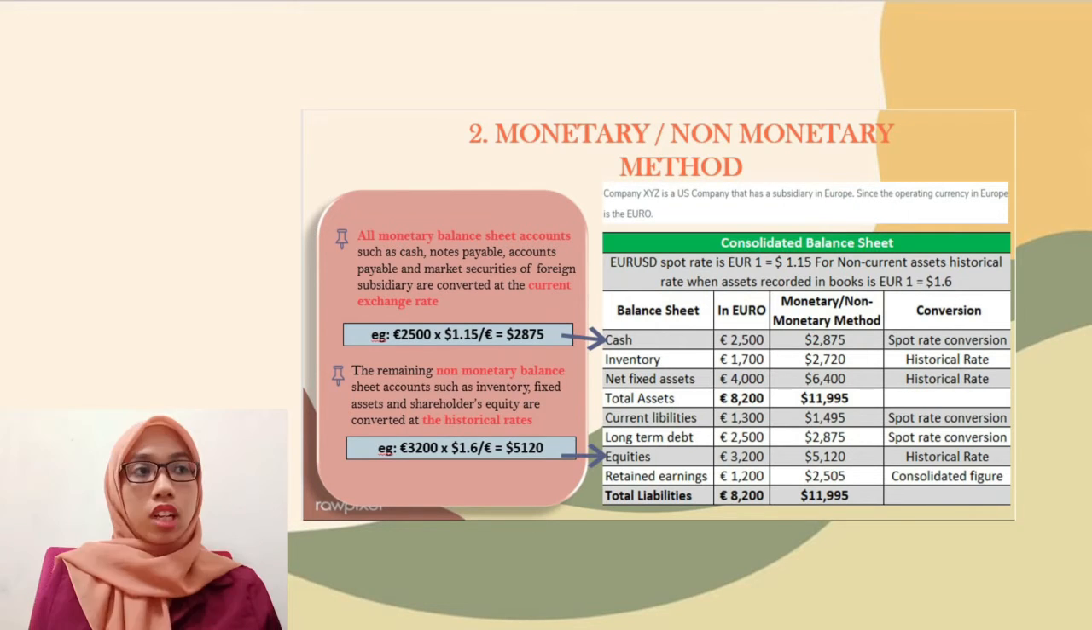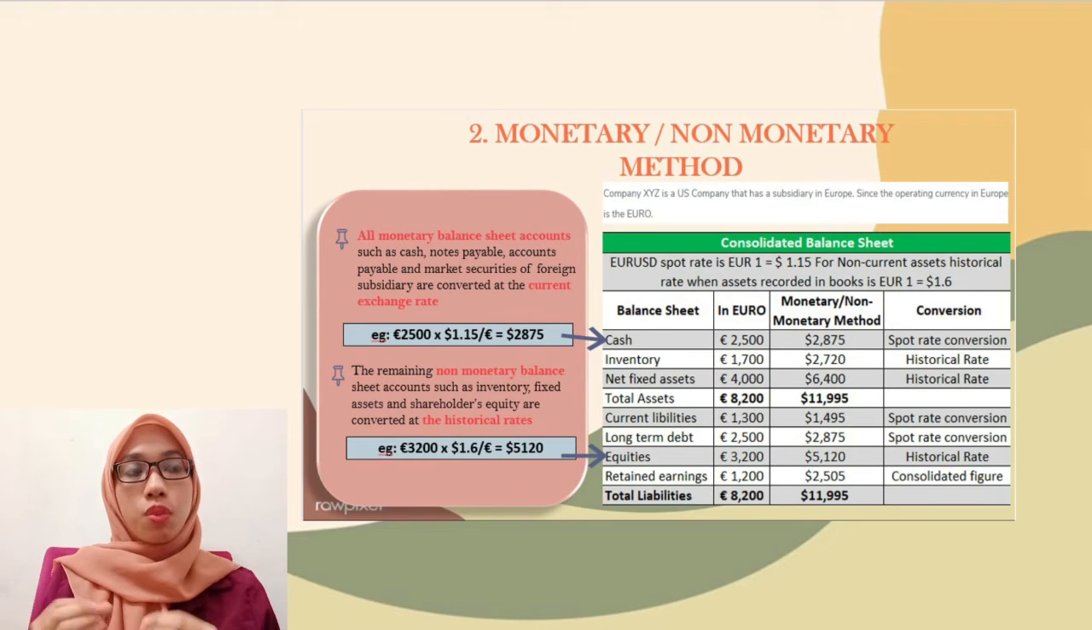The remaining non-monetary balance sheet accounts, such as fixed assets, inventory, and shareholder equity, are converted at the historical rate. For example, we calculate equity and multiply by the historical rate given, and we get $5,120. This method works on the philosophy that monetary accounts are similar as their value is equivalent to the amount of money, the value of which changes with fluctuations in the exchange rate.